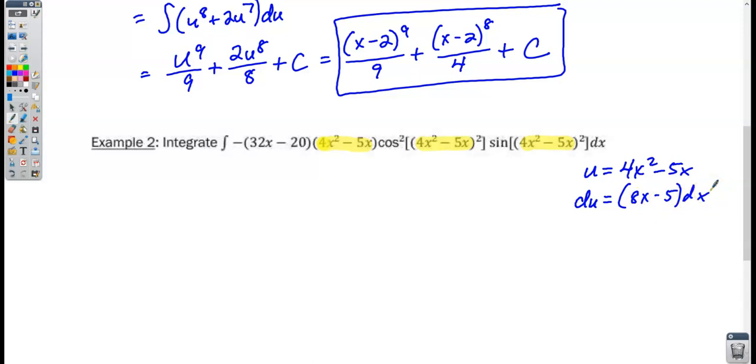Okay, so looking at this, we've got all these that are going to be replaced by u. We've got this, which is going to be replaced with, let's see, that's negative 4 times du.